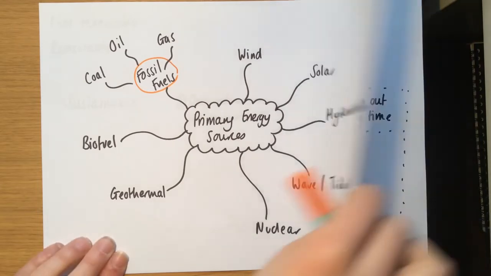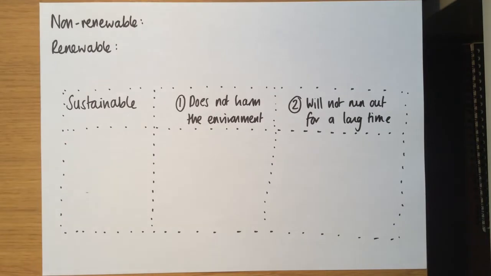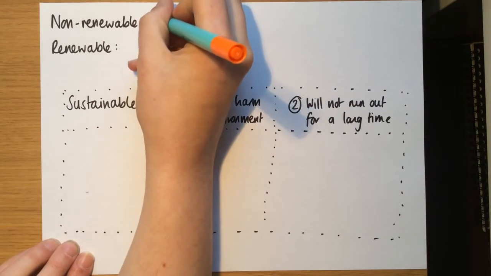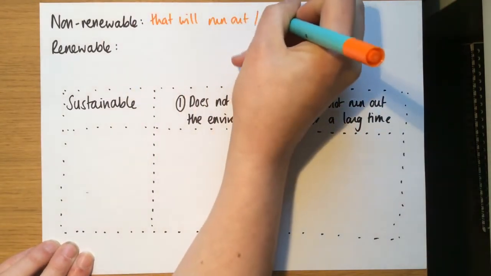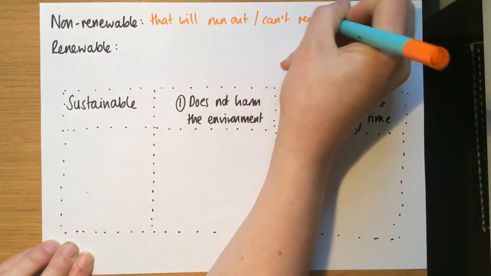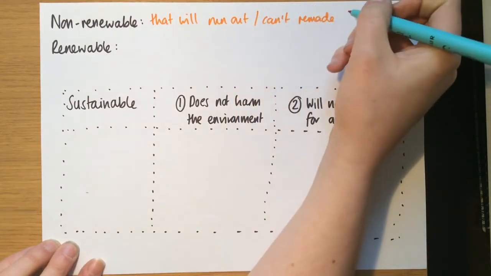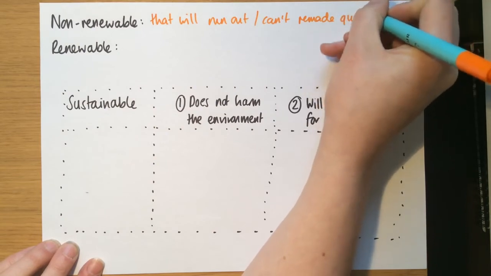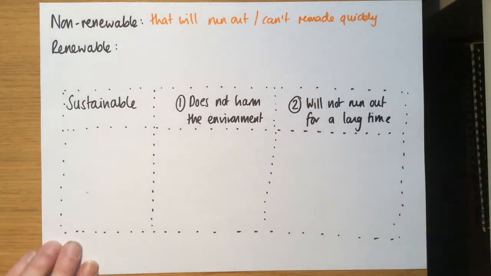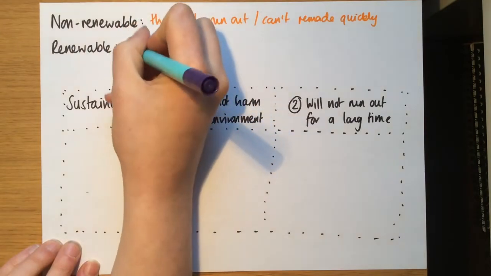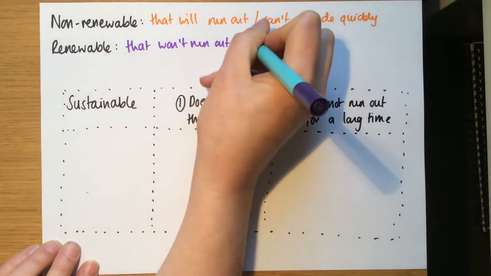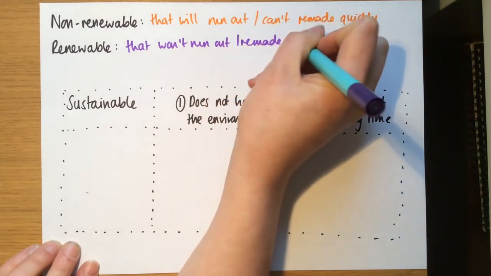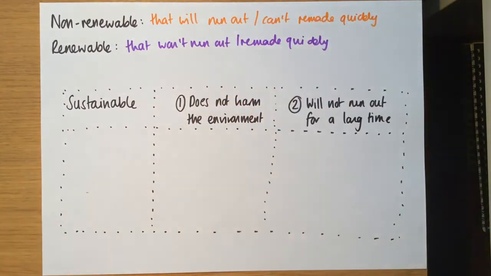Okay, so the big one we need to look at to start with is non-renewable versus renewable. We'll go back to those in a minute. So a non-renewable energy source is one that will run out or can't be remade quickly. And when I say quickly, I do mean like it could be a few years, or even over a human lifetime. A renewable source is energy that won't run out, or can be remade quickly. Often people say over like a human lifespan.